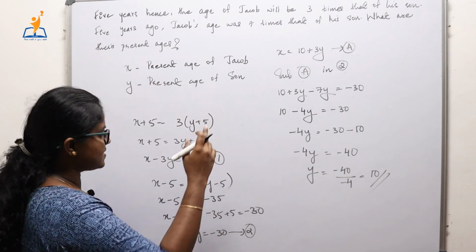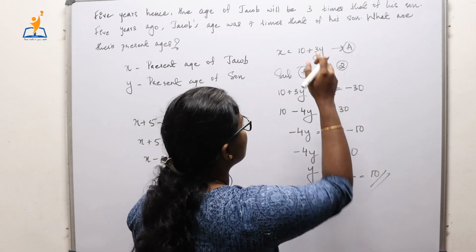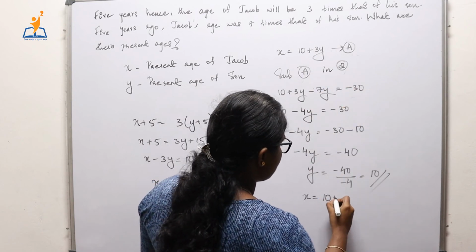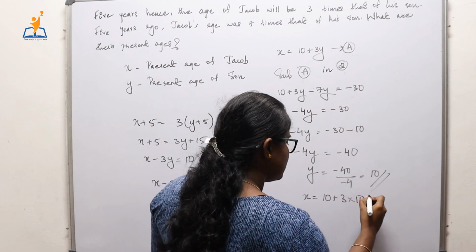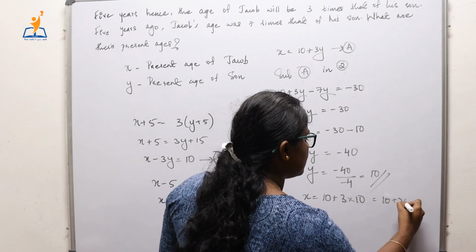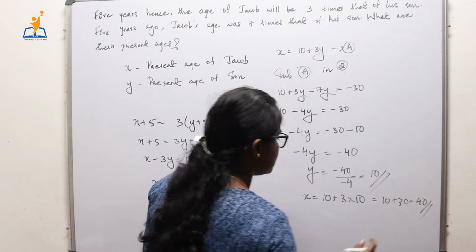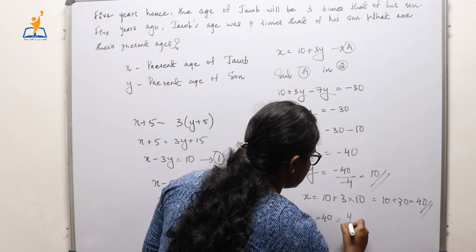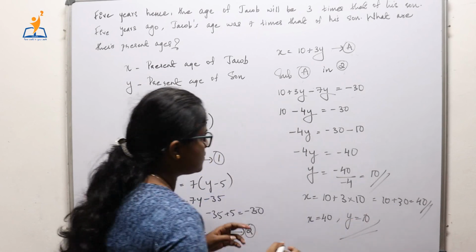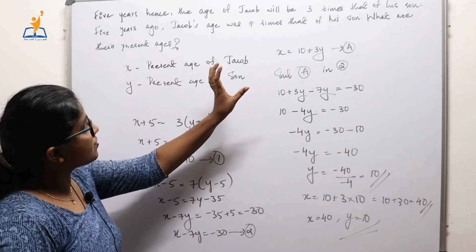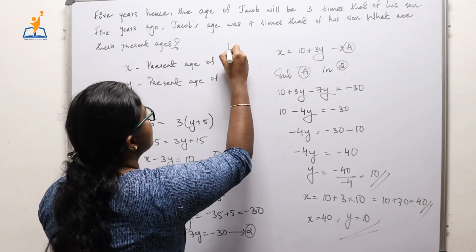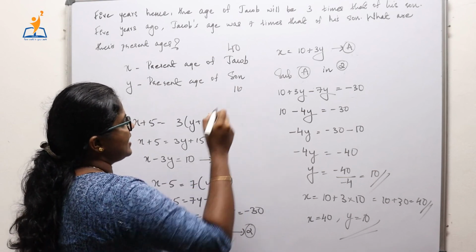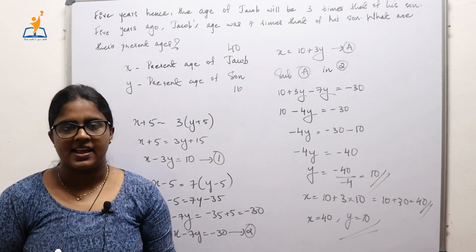Now to find x, we have to substitute this y value in A. That is, x is 10 plus 3y, that is 10 plus 3 into 10. So 10 plus 30 is equal to 40. So we got x equal to 40 and y equal to 10. So x, the present age of Jacob, is 40 years, and y, the present age of his son, is 10 years. So we got the answer like this.